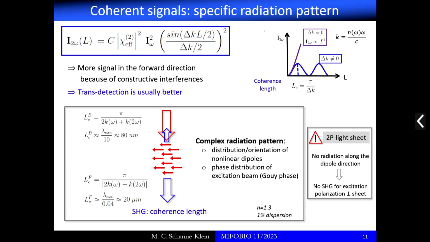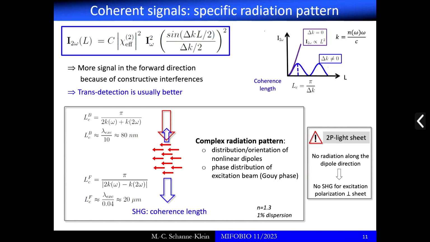Here we have dipoles, and dipoles emit only around them, but not on the left and right side, not along the dipole direction. And moreover, they have phases. So it means that the radiation pattern will be very sensitive to the distribution of the nonlinear dipoles and also to the phase of the excitation beam. I will explain this a little bit further for third harmonic generation.